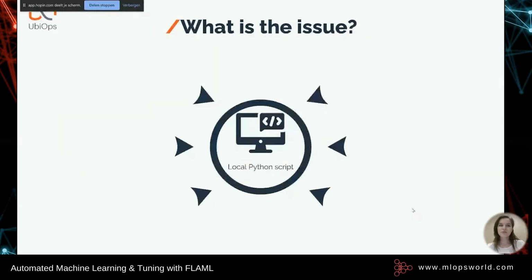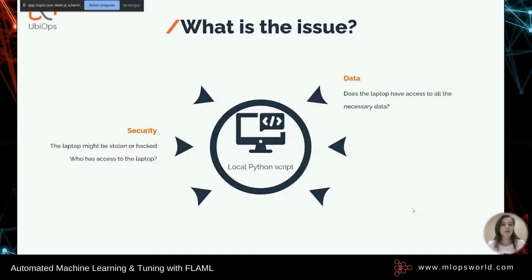Often we still get the question from companies, and I think probably most of you won't wonder about this anymore, but we still get this question a lot: what is actually the issue with just running a local Python script? I mean, it works fine. Why would I change that? Main things, of course, security. A laptop might be stolen or hacked, and who actually has access to this laptop? Data. Often a laptop only has access to a certain subset of the data that a model can be trained with, but definitely not the production database. Or even if it's very sensitive data, you might only be able to access it from a certain virtual access point, and you cannot have it physically on your laptop.